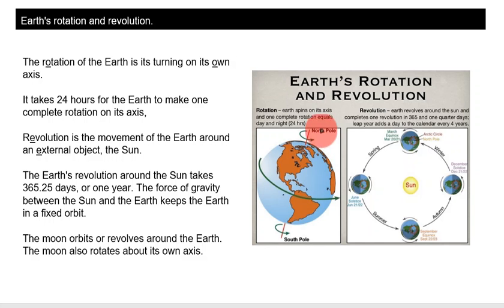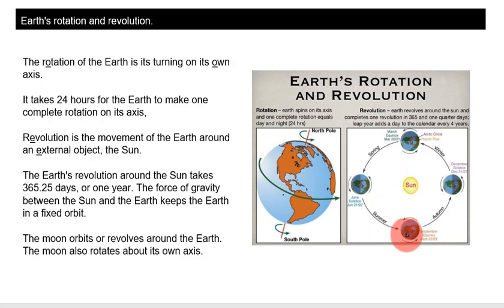So we can see the Earth has an axis that moves through it, and the Earth rotates around its own axis. So Earth spins on its axis, and one complete rotation equals a day and night, which is 24 hours. Okay, so that's the rotation of the Earth around its own axis.